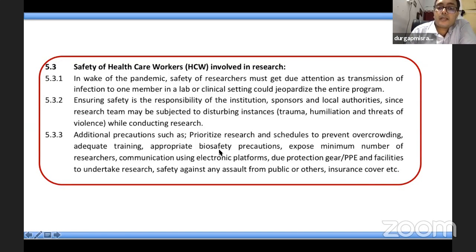But you must prioritize the safety of the healthcare workers involved in the research, in collection of samples and taking consent, in dealing with the samples.